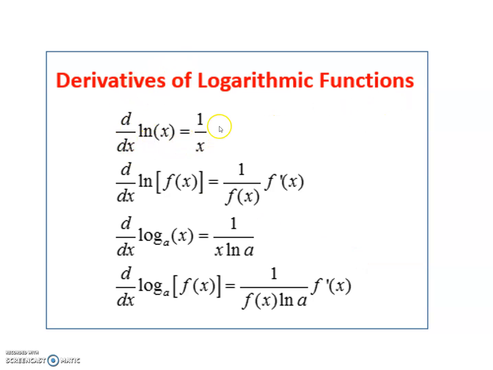Derivative of ln x is 1 upon x. Derivative of ln f of x is 1 upon f of x into f dash of x, which means derivative of f of x again. Derivative of log x to the base a, we have to use the change of base rule: 1 upon x ln a. Next, derivative of log to the base a of f of x is 1 upon f of x ln a into f dash of x. Be careful, we have to take the logarithmic differentiation carefully. We have to study the details of this chapter in basic logarithm mathematics.